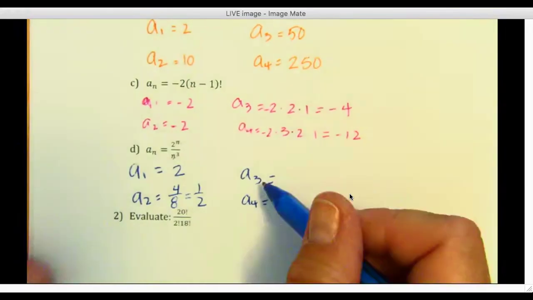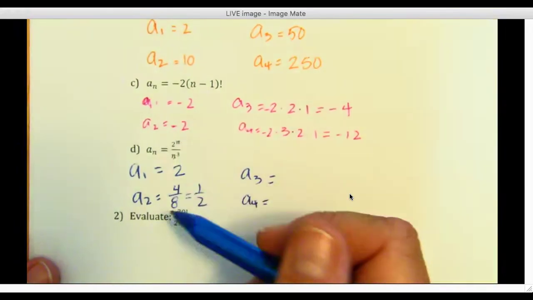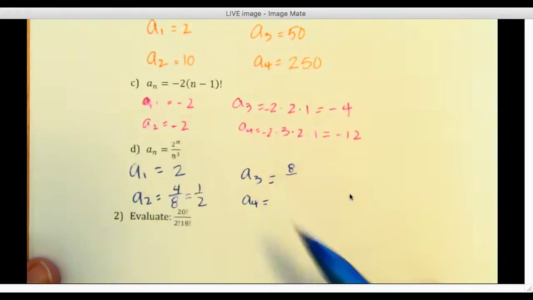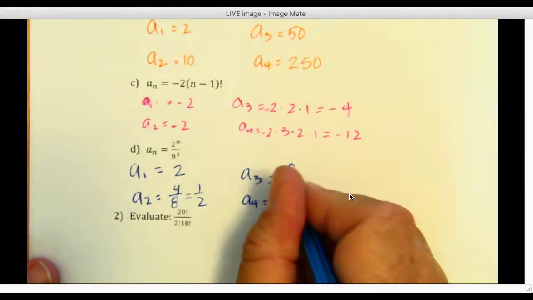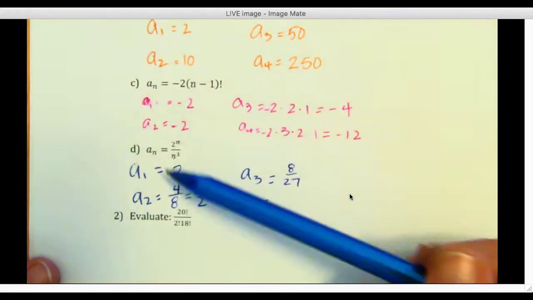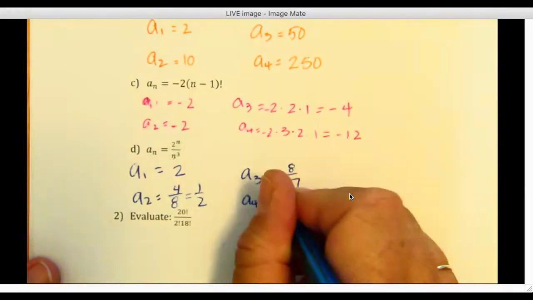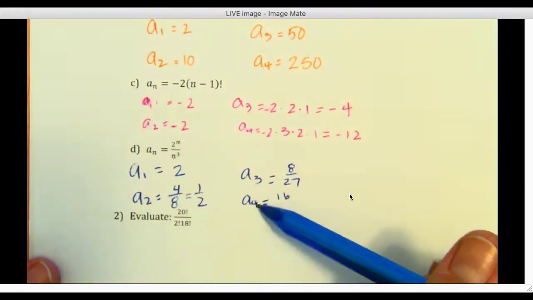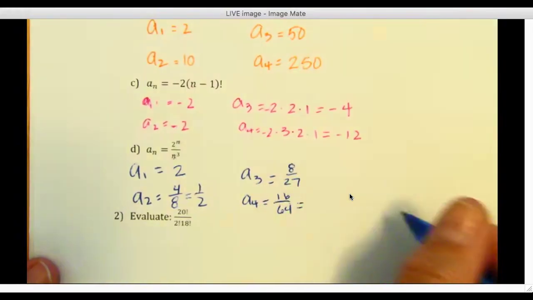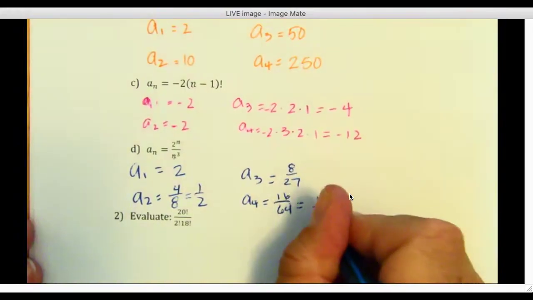And then plugging in 3. 2 cubed is 8. And 3 cubed is 27. So we get 8 over 27. And then 4, 2 to the fourth power is 16. And plugging in 4 here, 4 cubed is 64. And 16 over 64 is 1/4.